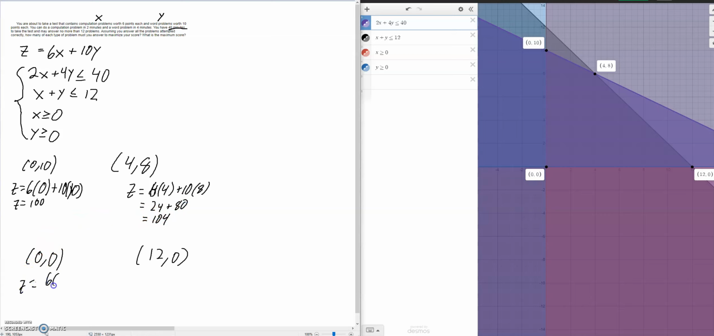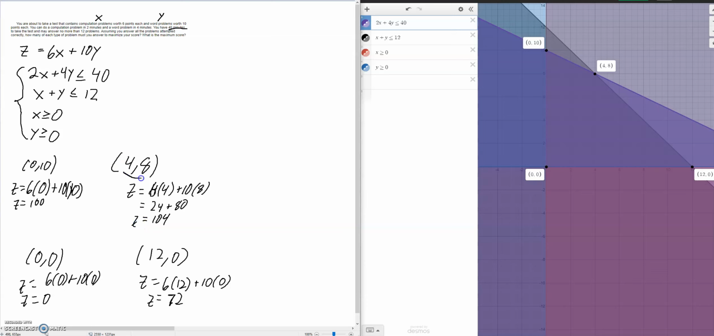Then here, 6 times 0 plus 10 times 0. 0 plus 0 is 0. So if we don't do any problems, we don't get any points. Riveting stuff. Then over here we have z equals 6 times x, which is 12, plus 10 times y, which is 0. 6 times 12 is 72. 10 times 0 is 0, so z equals 72. So, based on the information, which one should we do? We should do this one here.